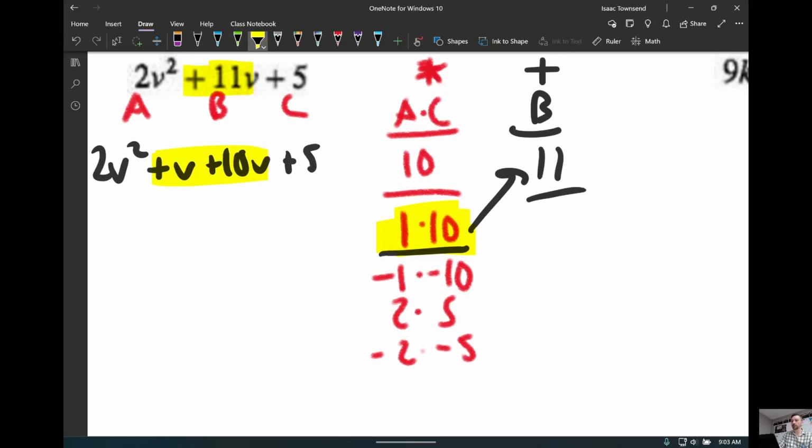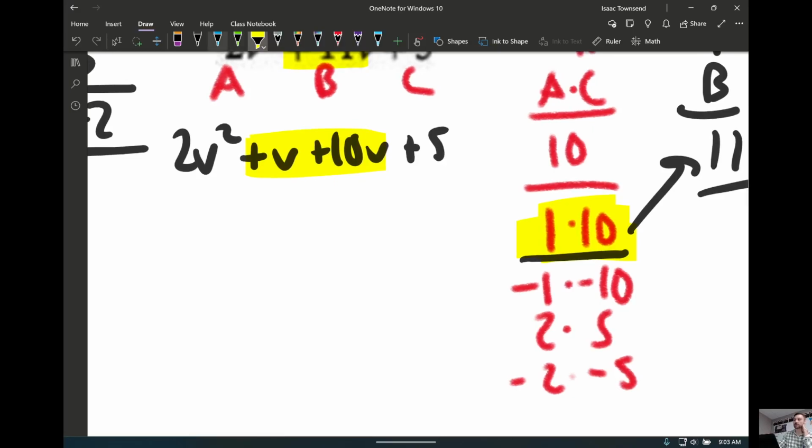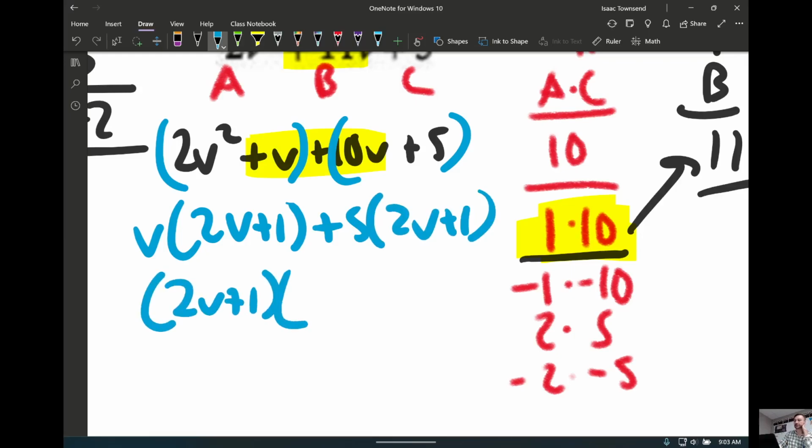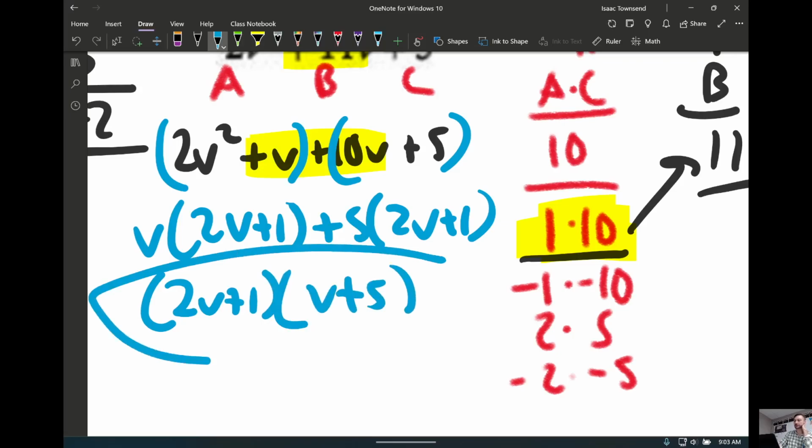So notice, because we make sure that they add up to B, we're not changing the size of our question. We're just changing its appearance. And if you pick the two numbers that meet these two requirements, it will factor by grouping. So again, you're supposed to be able to do factor by grouping anyway. GCF out of the left, GCF out of the right, and then GCF out of each of these. And then you're done.